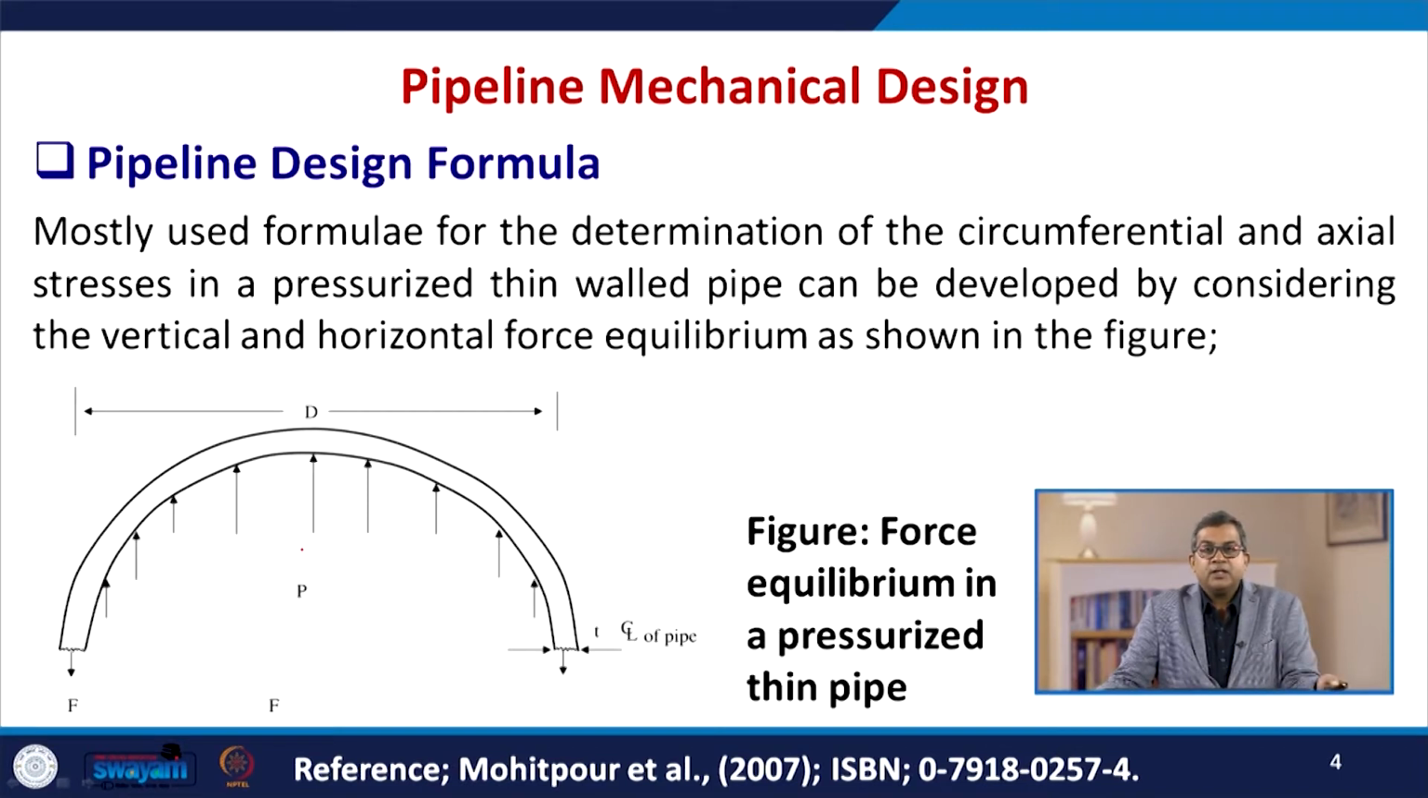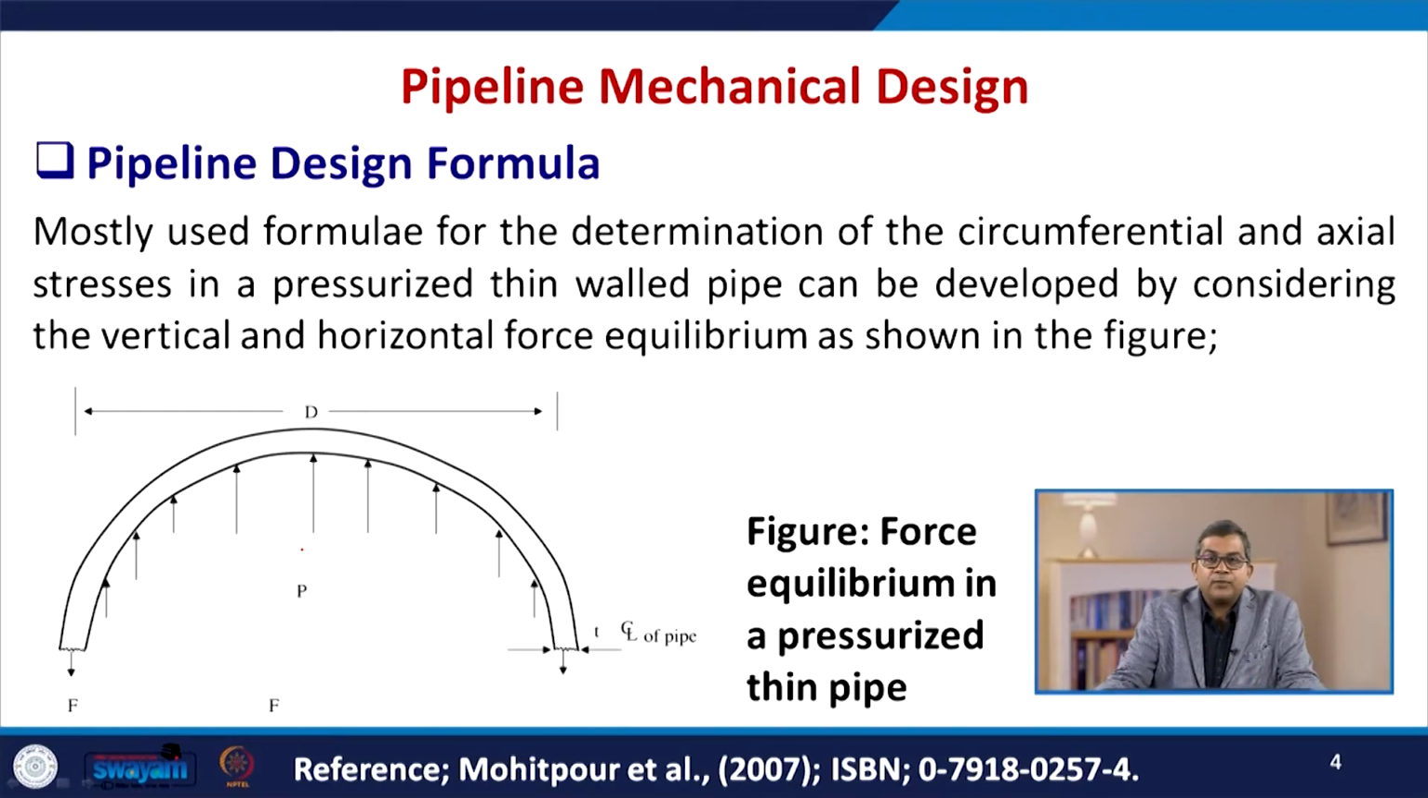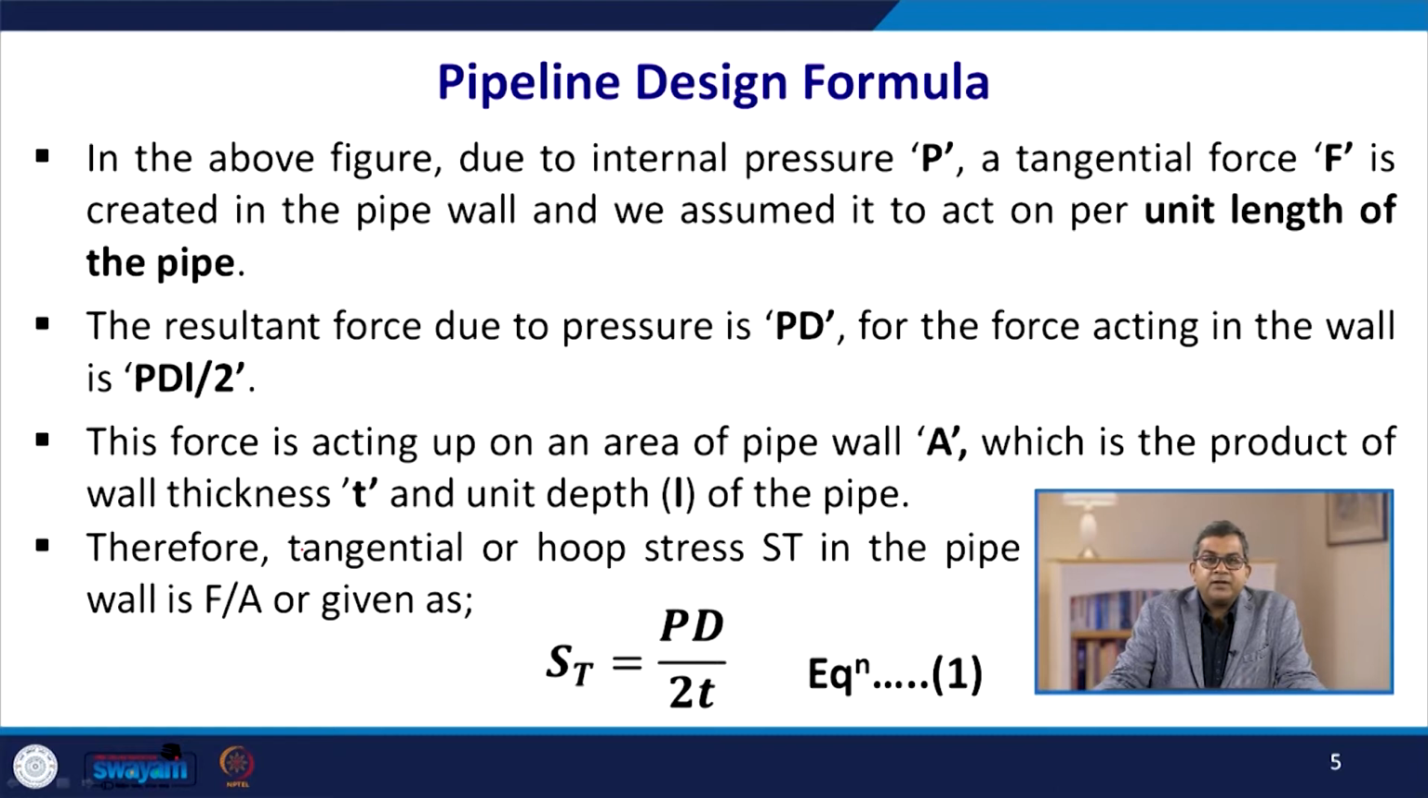design formulation. It is the most used formula for determination of circumferential and axial stresses in the pressurized thin walled pipe. It can be developed by considering the vertical and horizontal force equilibrium, which we have shown in this figure. Here you see the force equilibrium in a pressurized thin pipe. Due to internal pressure P, a tangential force F is created in the pipe wall, and we assume it to act per unit length of the pipe.